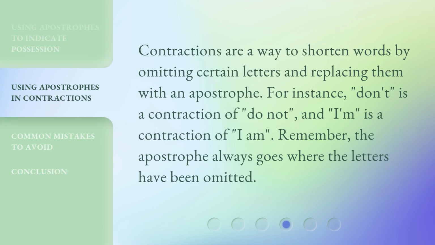Contractions are a way to shorten words by omitting certain letters and replacing them with an apostrophe. For instance, don't is a contraction of do not, and I'm is a contraction of I am. Remember, the apostrophe always goes where the letters have been omitted.